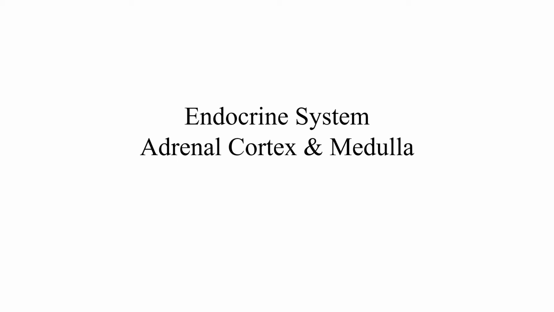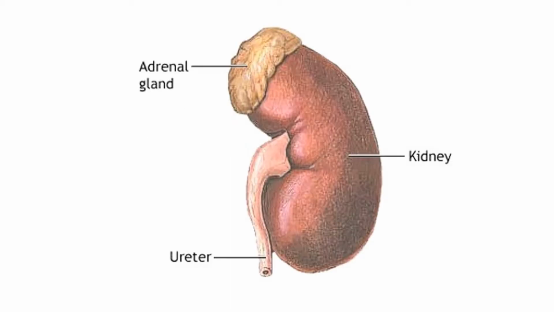Hi everybody, we're going to continue with the endocrine system, this time taking a look at the adrenal cortex and the medulla. So you may have learned before that the adrenal glands are glands found sitting atop the kidney, and each kidney, of course we have two, has its own adrenal gland.